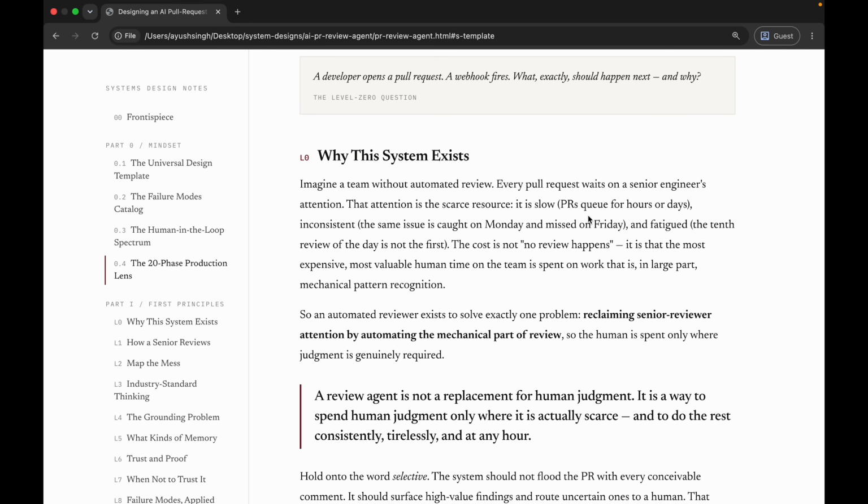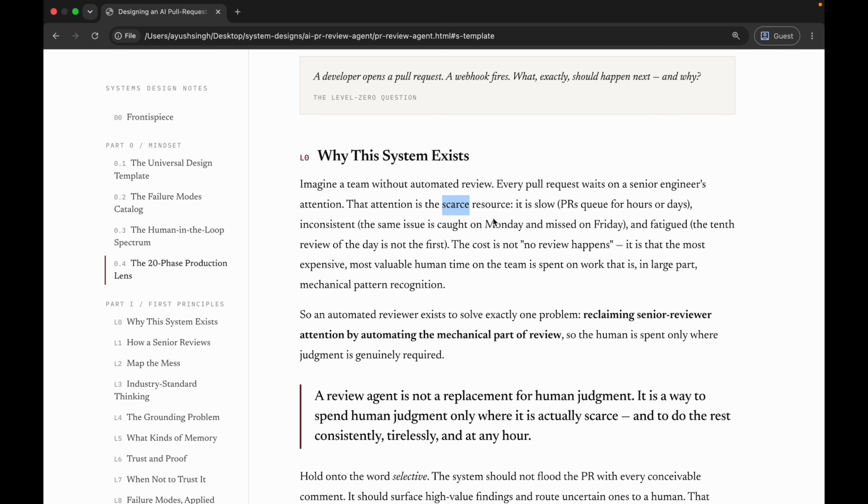Let's say you have a team, and this is a very basic understanding of what happens if a team is without an automated review. If it is a big team, every pull request waits for a senior engineer's attention. You cannot get it reviewed by mid-level or junior engineers. You need the review from a senior, but that is a very scarce resource. PRs will be queued for hours and days. Honestly, when I was at Artifact or ZenML and other such organizations, it used to take me at least a week to get proper comments on my PR.